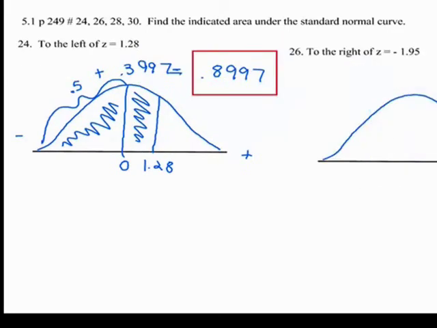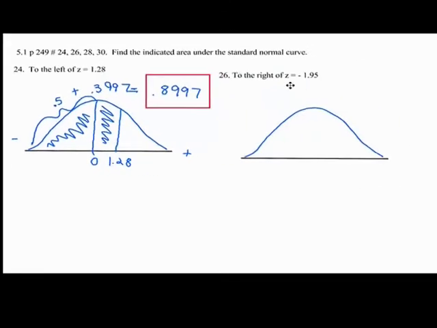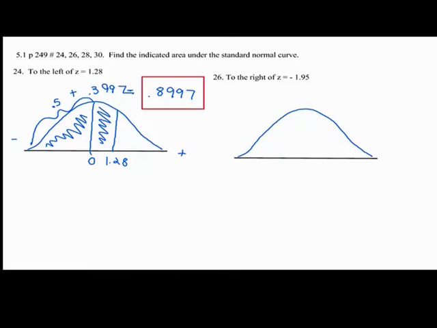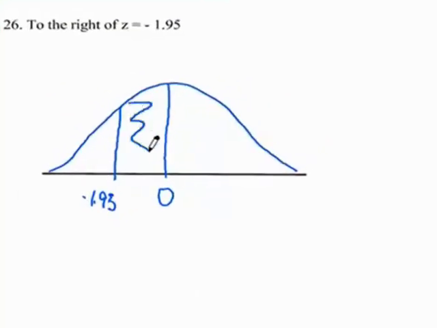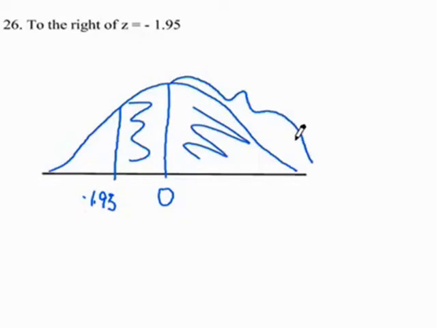We were asked to find the area under the curve to the right of negative 1.95. So again, our 0 is right here in the middle, and negative 1.95 is going to be on the left this time, and we're going to find the area to the right of it. So that's going to be this piece plus all of this, and the curve is one whole, so half the curve is going to be 0.5. And so we're going to look up negative 1.95, which is just going to be 1.95 because it's the same as negative 1.95 in our table.